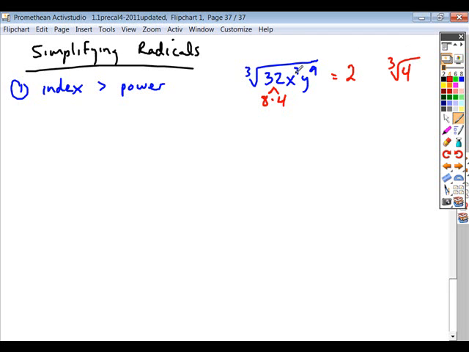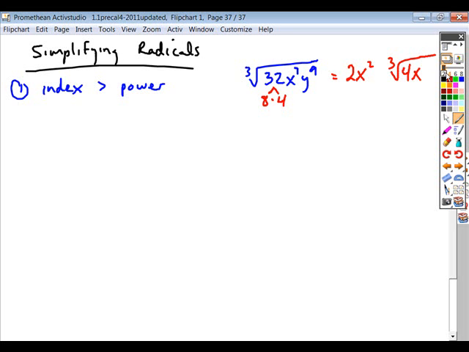How many groups of 3 can we remove from the x's, from 7? We can remove 2 groups of 3. When we remove 2 groups of 3 from 7, how many will be left? 2 groups of 3 is 6. When we subtract 6 from 7, we're left with just the 1.